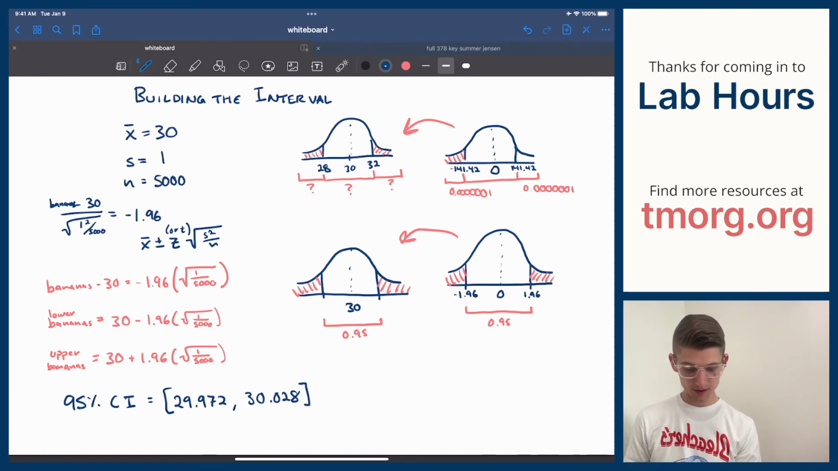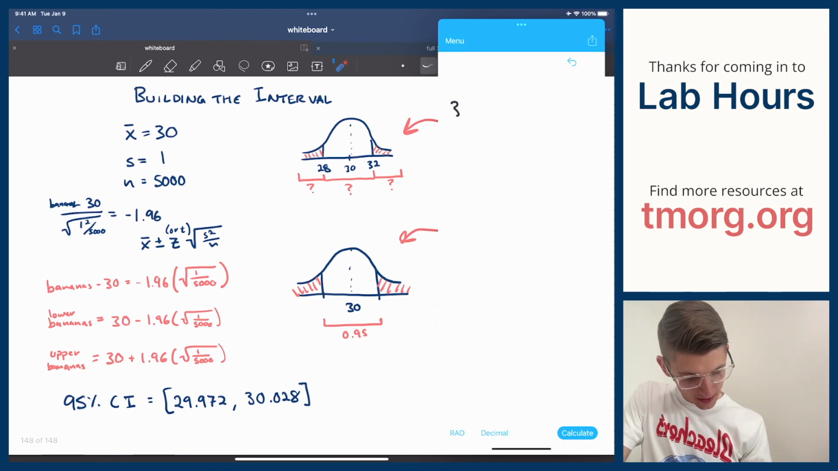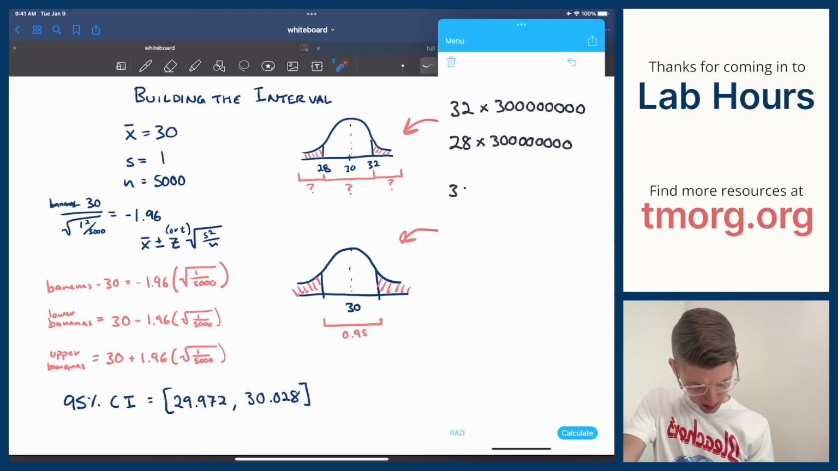Now the difference for me as a banana company CEO between having to change, because just let me show you something for a second, right? 32 times 300 million. 28 times 300 million. Now let's do 30.028 times 300 million.